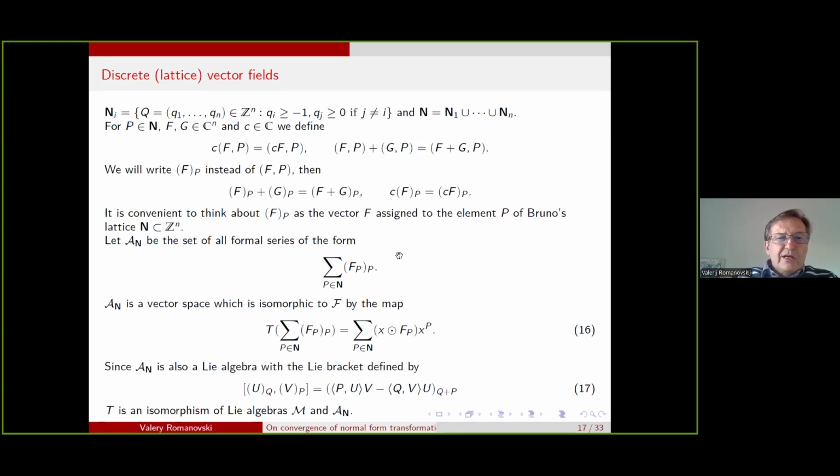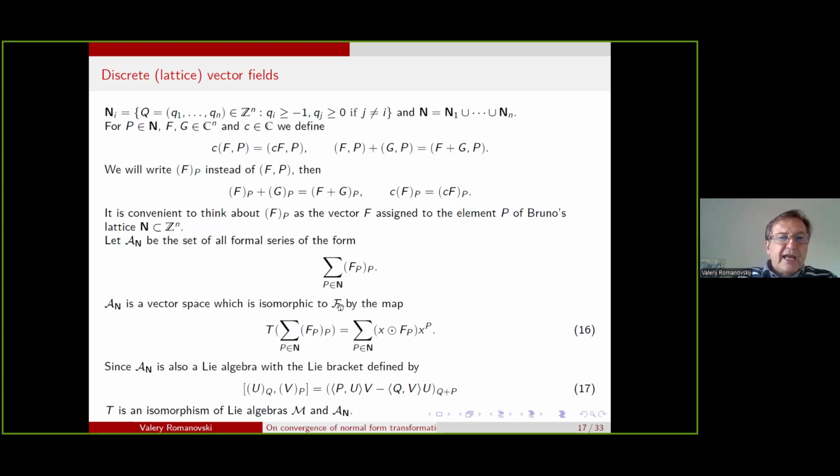And now we let M be the set of all formal series of such form. So it's just some discrete objects. But we have an isomorphism, which works this way. We denote it as T. So if we have Bruno vector fields in this form, then we just set x equal to 1. And then from Bruno vector fields, you get our discrete series of this form.